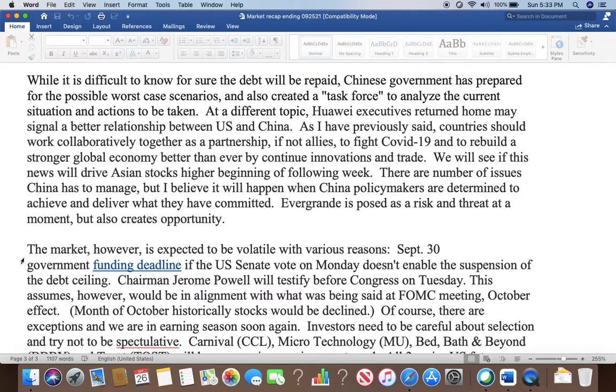While it's difficult to know for sure that debt will be repaid, the Chinese government has prepared for the worst-case scenario and also created a task force to analyze the current situation and the actions to be taken. On a different topic, the Huawei executive's return home may also signal a better relationship between the U.S., China, and Canada.